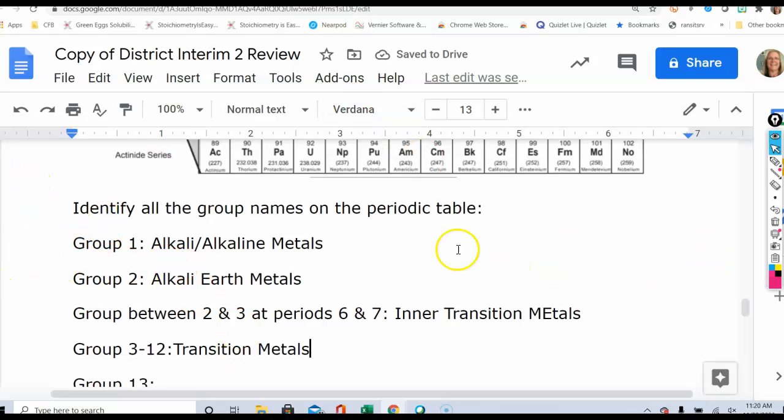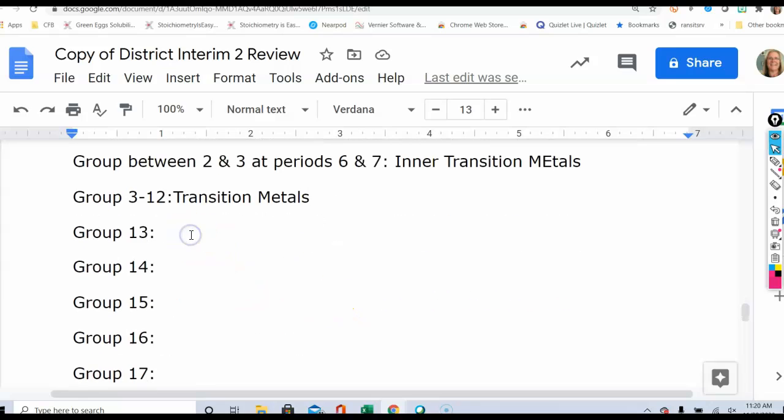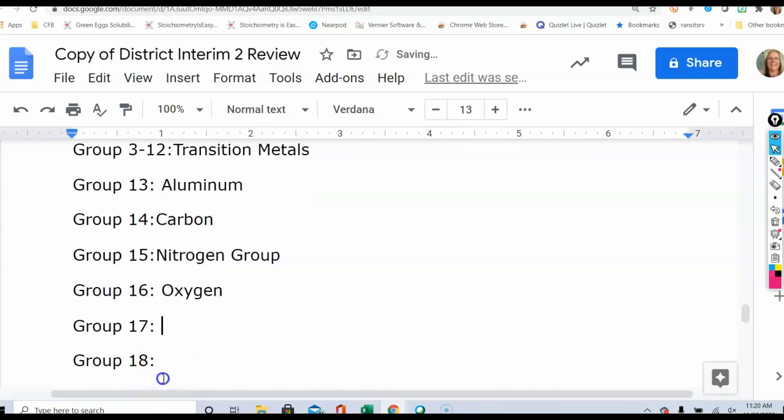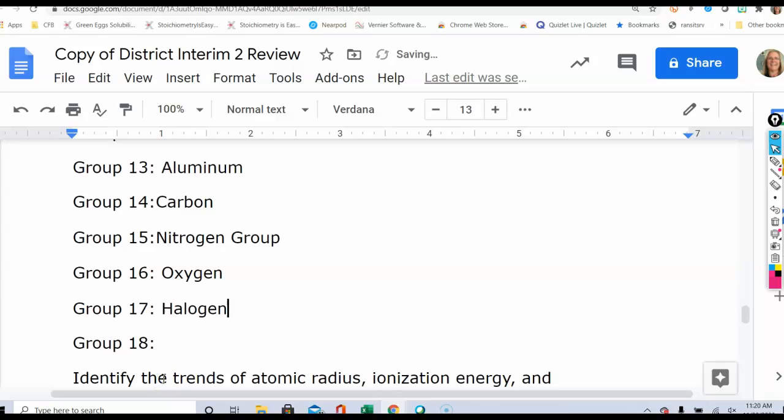And then group 13 is normally called the aluminum group. Group 14 is called the carbon group. Group 15 is called the nitrogen group. Normally in more recent times, the next group is called the oxygen group, but you might see it also called the chalcogen group. Group 17 is called the halogens, and group 18, of course, is called the noble gases.